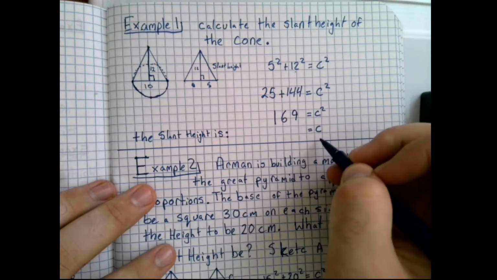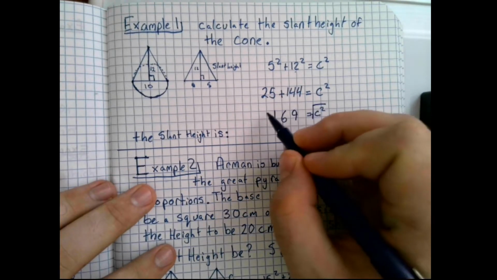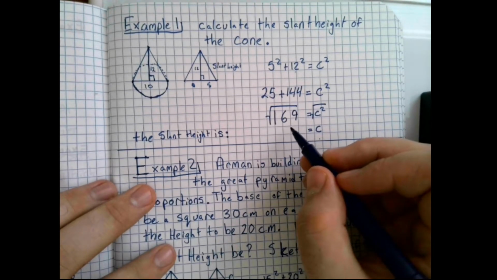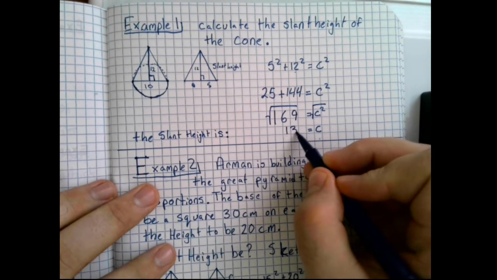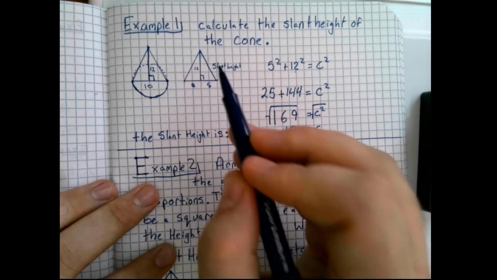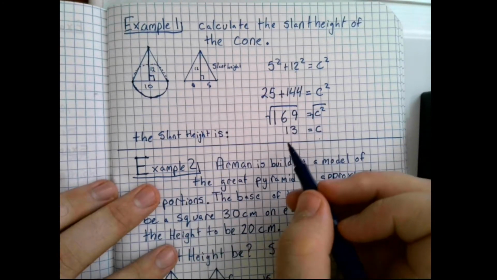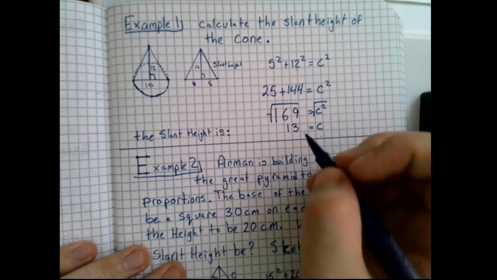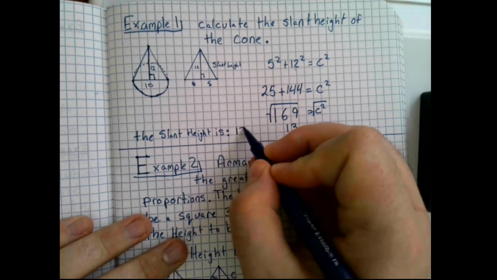To get from c squared to c, we're going to need to take the square root of both sides, which would give us plus or minus 13. But since we're talking about a distance on a shape, it's just going to give us 13. No plus or minus about it. So the slant height is 13.